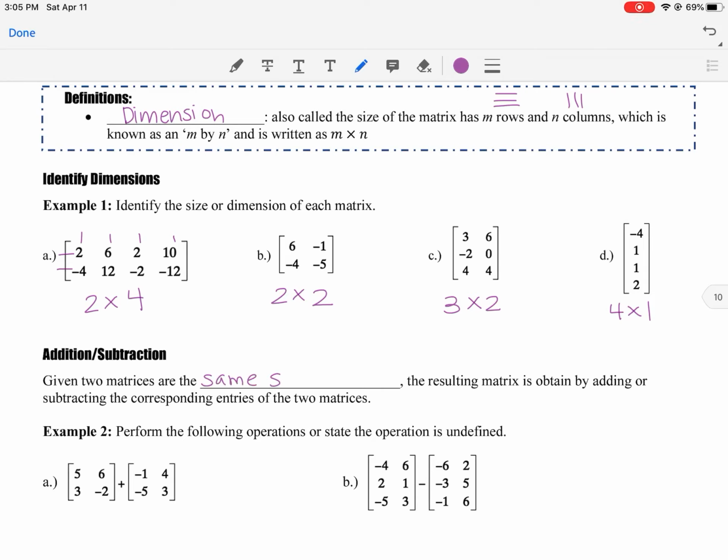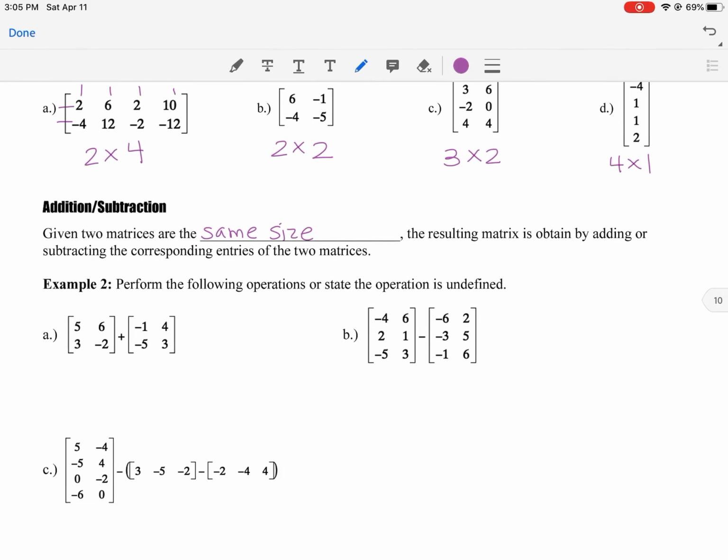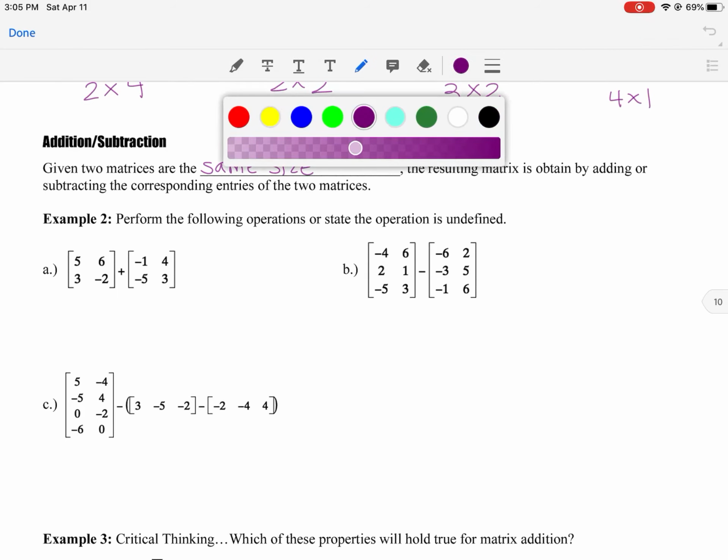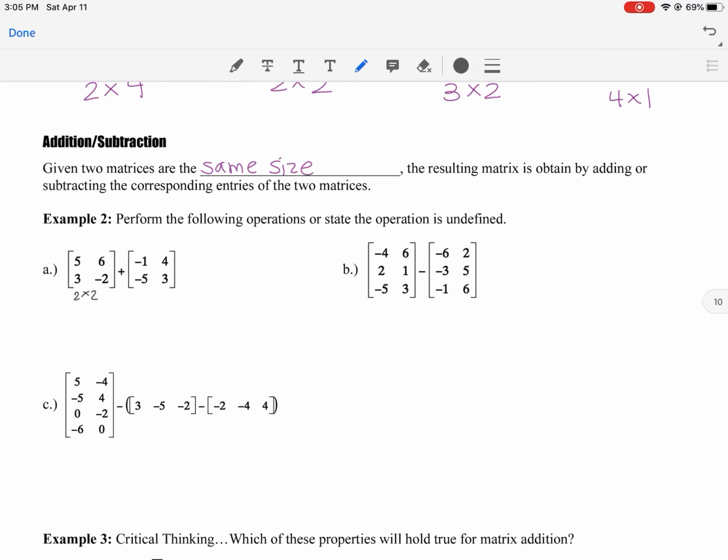The reason I show you the dimensions to get us started is because whenever we're adding or subtracting, you have to have 2 matrices that are the same size. Then, to add or subtract those matrices, you just add or subtract the corresponding entries, almost like the cells of the 2 matrices. As we look at this first one, first of all, this is a 2 by 2 and this is a 2 by 2, so we are okay to add them. The resulting matrix will also be a 2 by 2, so it'll have 2 entries in each row.